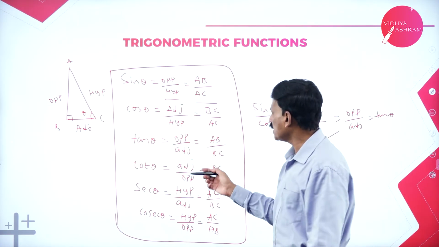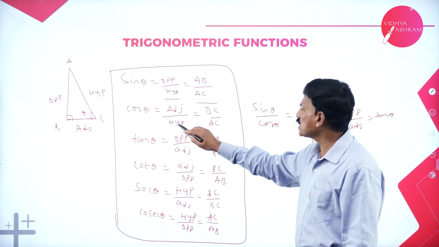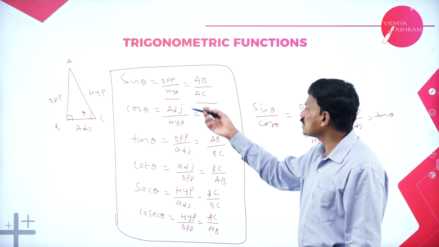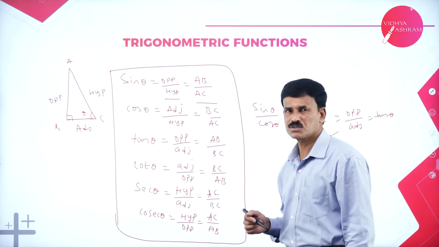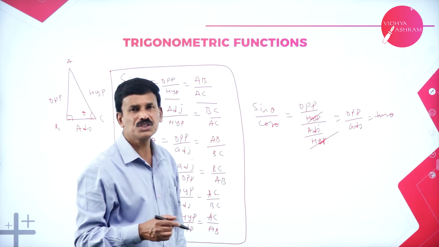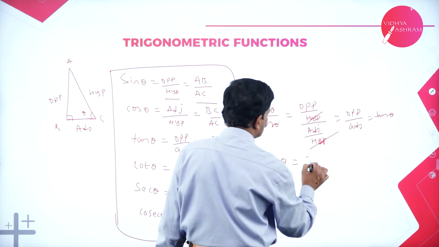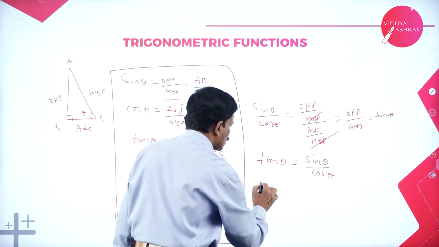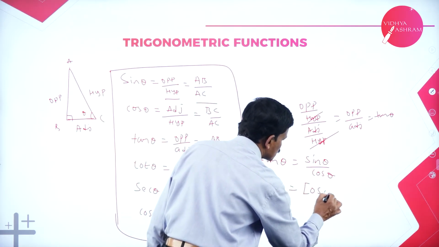So if you reciprocate tan theta, adjacent by opposite, you will get cot theta. If you reciprocate cos theta, hypotenuse by adjacent, you will get secant theta. If you reciprocate sine theta, you will get cosecant theta as hypotenuse by opposite. Now further you might have studied the quotient relations. What are the quotient relations? Tan theta is equal to sine theta divided by cos theta, and cot theta is equal to cos theta divided by sine theta.